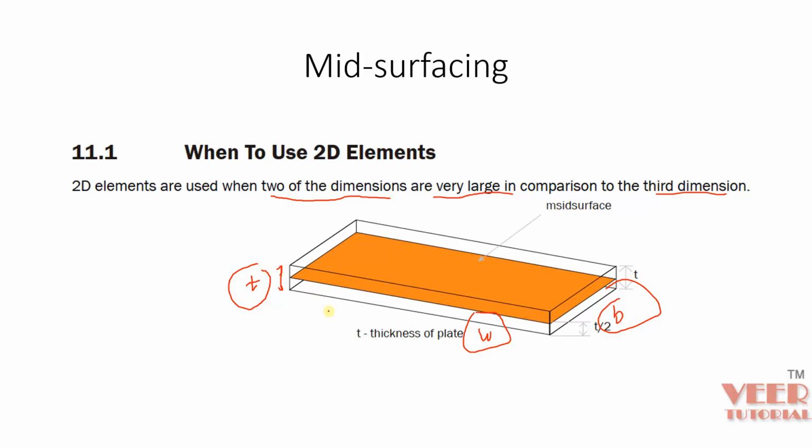We only take the mid-surface of this surface. Here we can see in this orange color, the mid-surface is highlighted. So we take only the plane surface, we do the meshing and all the analysis on this plane surface and then we give the value of thickness to this mid surface. So this is called mid surfacing, but this concept is only applicable when the two dimensions are very large as compared to the third dimension.